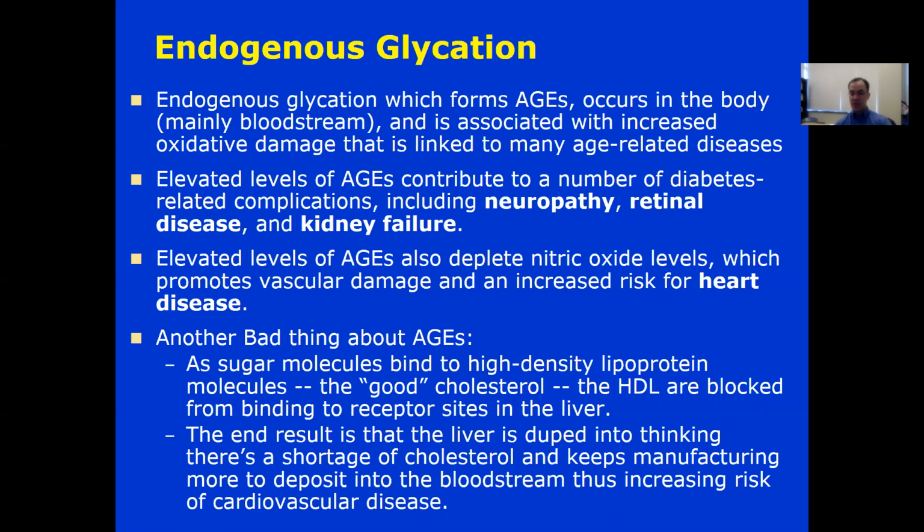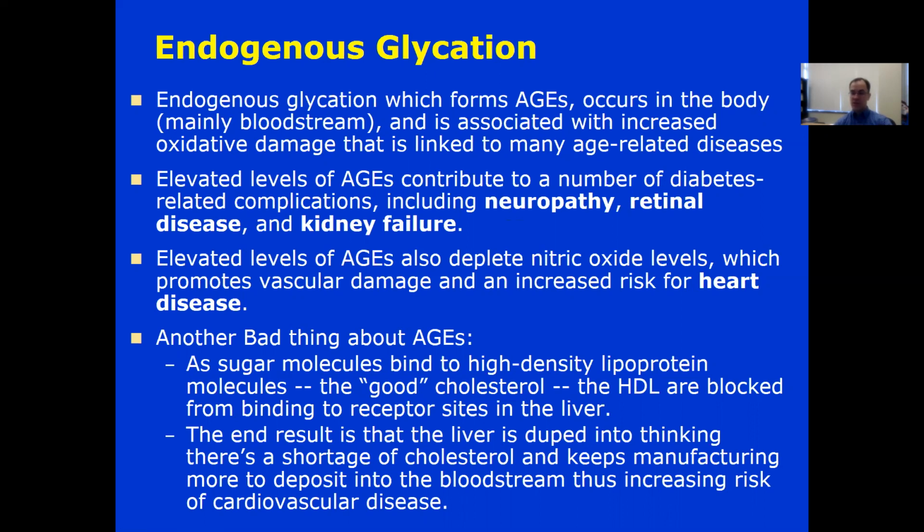Also, as sugar molecules bind to HDL molecules, the HDLs are blocked from binding to receptor sites in the liver. In other words, AGEs will bind to HDL, and the HDL then no longer can bind to the liver to deliver the excess cholesterol that's circulating in the blood. Therefore, the liver is duped into thinking that there's a shortage of cholesterol in the body, since it's not receiving any excess cholesterol from the HDL.